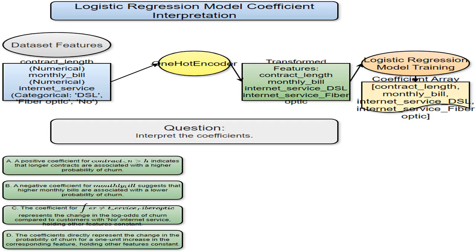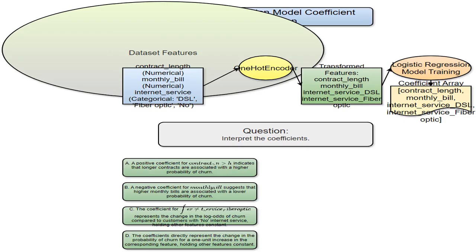It tells you how it weighs each feature, which is crucial in understanding the model's decision-making process. Specifically, we have coefficients for contract length, monthly bill, and the two internet service types, which resulted from the one hot encoding of your categorical feature. These are the pieces of information your model uses to make a prediction. In this case, your model considers contract length, monthly bill, and internet service to predict if a customer will churn.